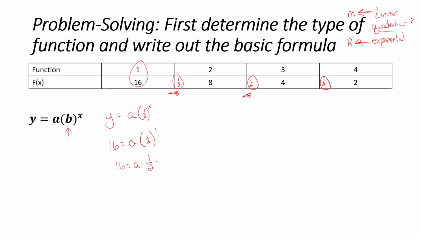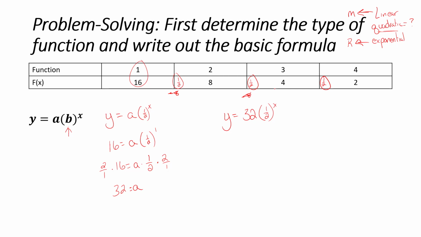And we multiply by the reciprocal to both sides of the equation to get a all by itself. So let's multiply by 2 over 1. Multiply by 2 over 1. 16 times 2 over 1 is 32 is equal to a. So now we know that y is equal to the a value that we just determined, 32, times 1/2 to the x power.